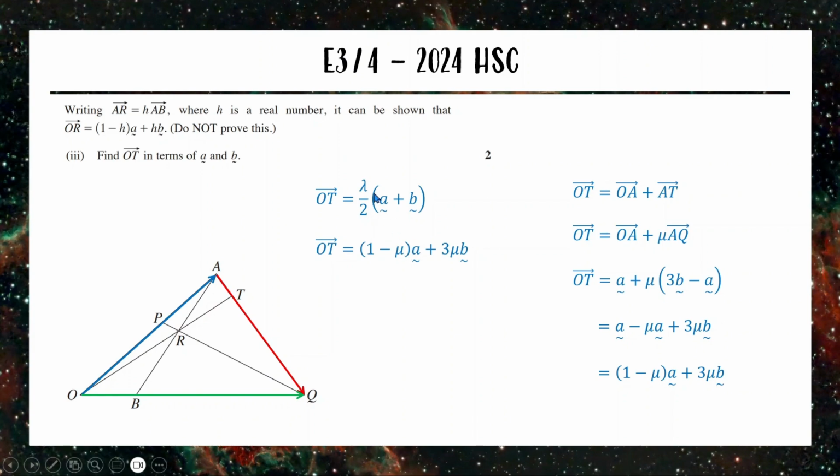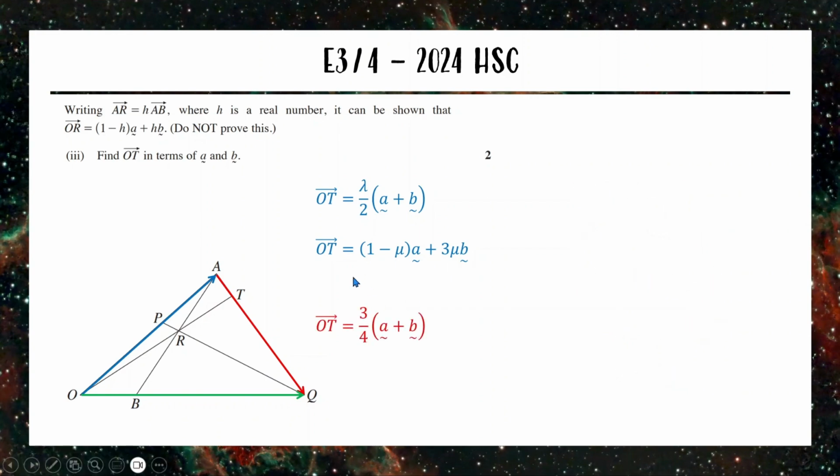The A components must match, and the B components must match. So setting that up, that's a spoiler. That's meant to be the last line. Let's just pretend that's not there yet. So we have lambda over 2 is equal to 1 minus mu for our x components. And we have lambda over 2, which is the B component of the first one, is equal to 3 mu. So there's our two simultaneous equations. There's our x components equivalent, and there's our y components equivalent. Or A and B, x and y, same thing.